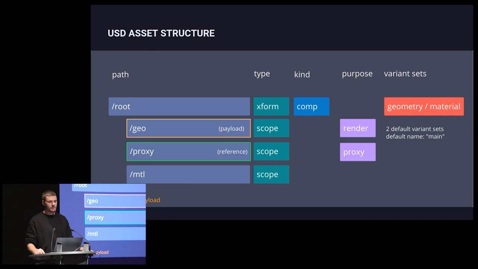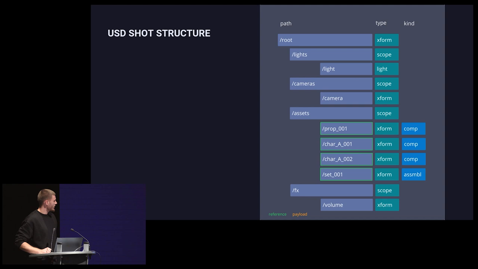We also have two default variant sets here on the right, called geometry and material, which are stored on the root primitive as well. And each default variant is called main. And when artists want to add a shading or geometry variant, they simply already have a set prepared for them. The USD stage for shots is pretty much the same setup, except that some primitive names and some primitive kinds are a little bit different, but the overall concept is really the same.